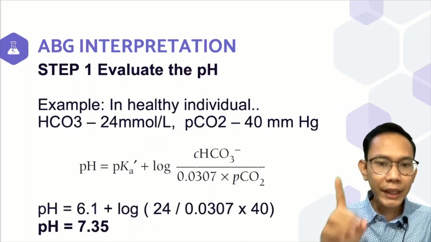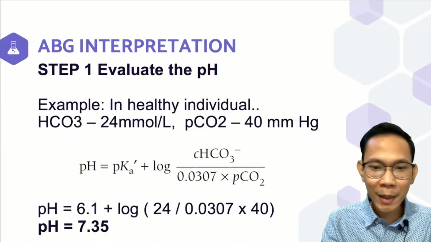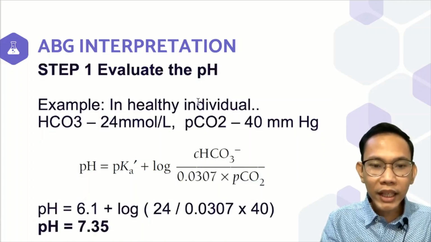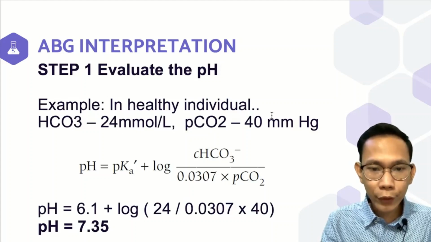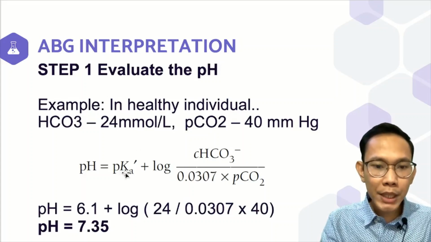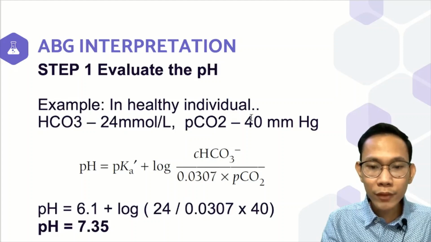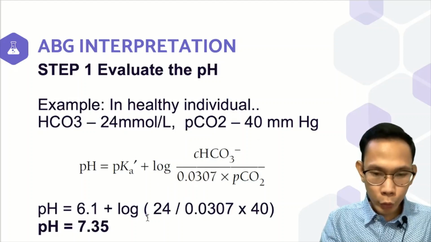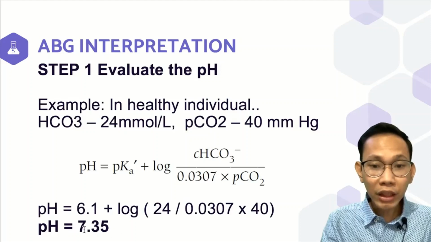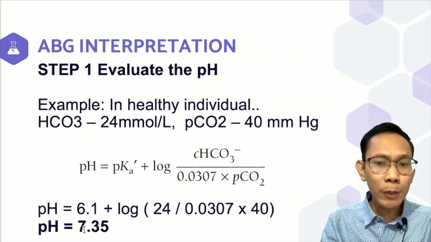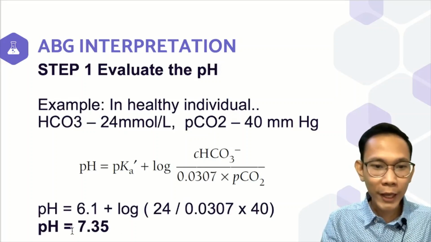So, as simple as that. Example muna tayo. In a healthy individual, bicarbonate is around 24. Your PCO2 is 40. Alam natin yung pK natin is 6.1. Alam natin yung bicarbonate natin is 24 over 0.0307 times yung PCO2 is 40. So, you compute that and you will get 7.35. And this is a normal pH value. Okay?